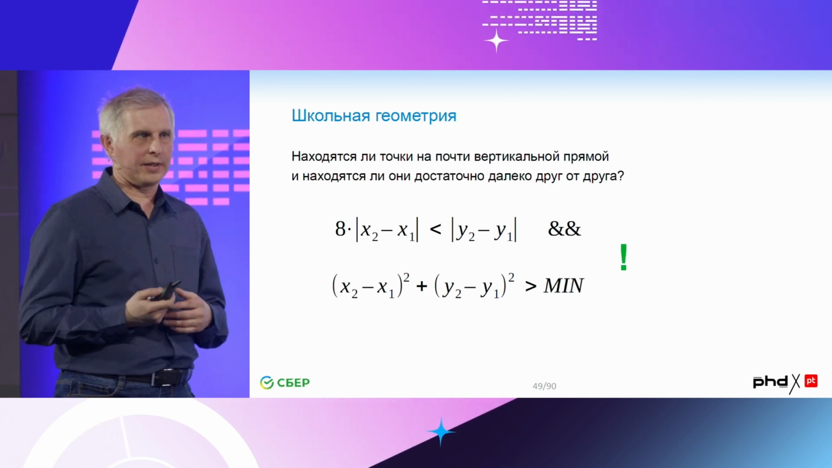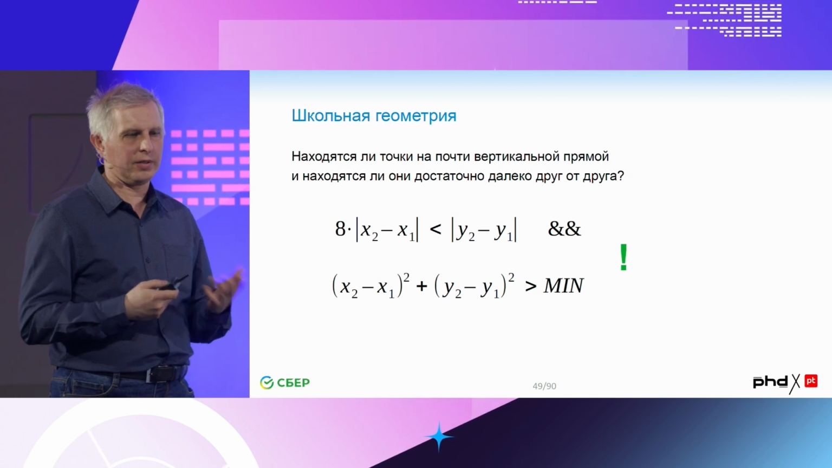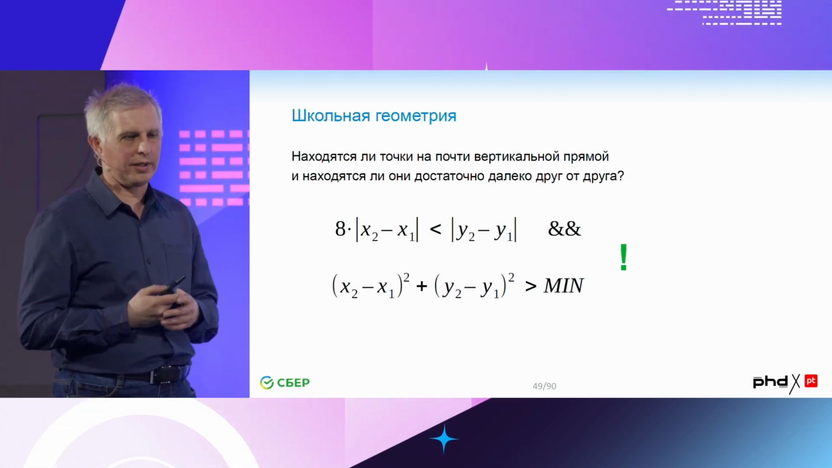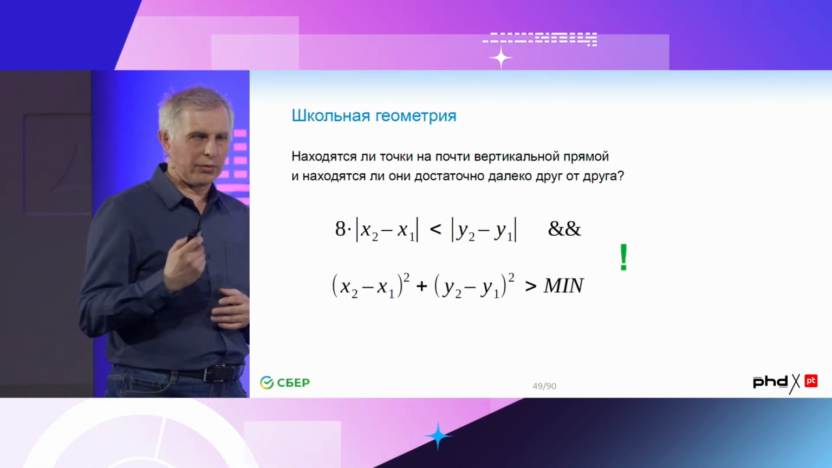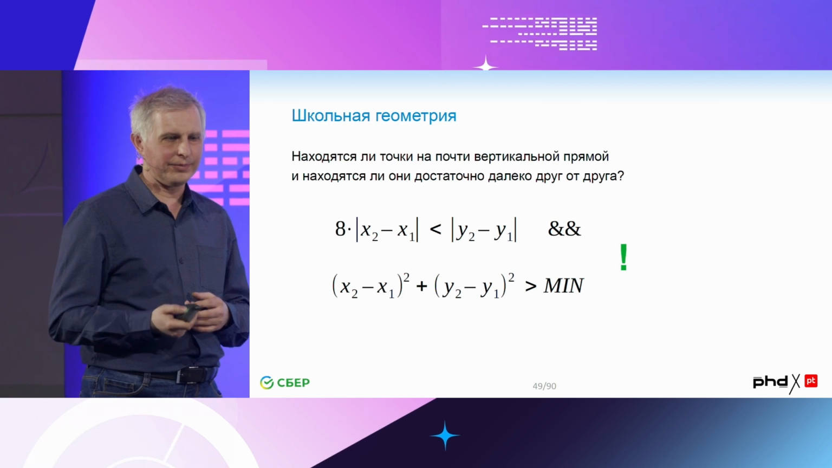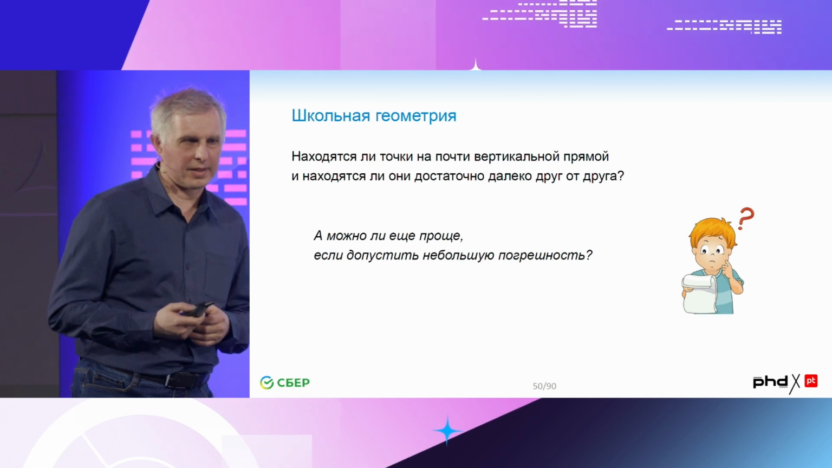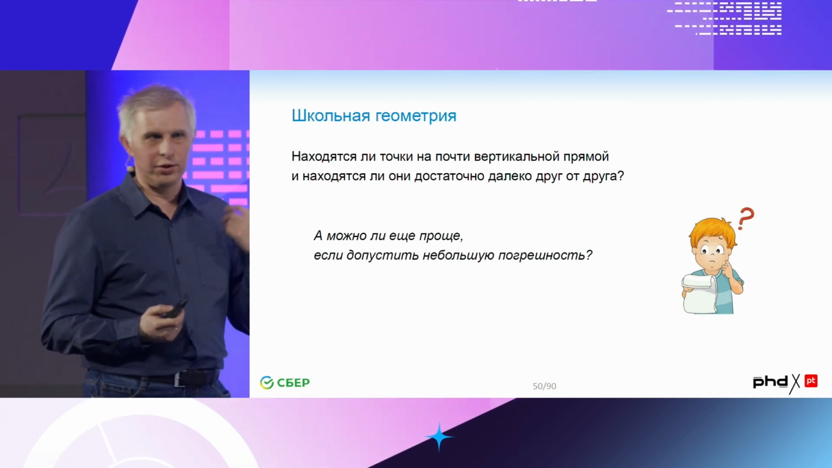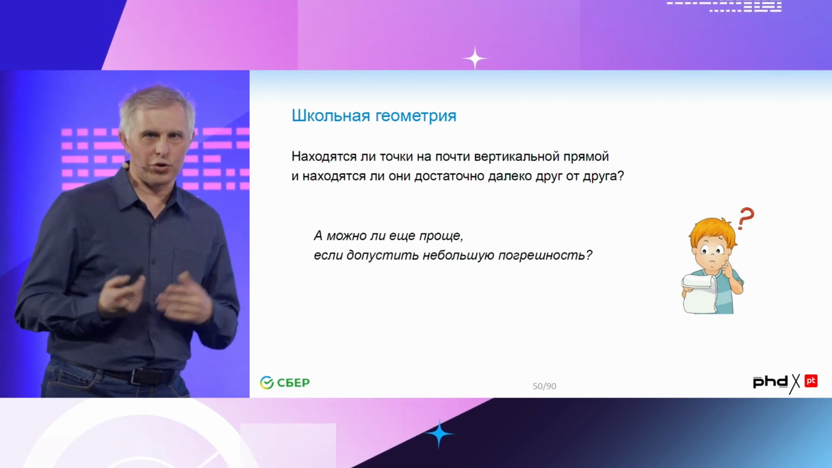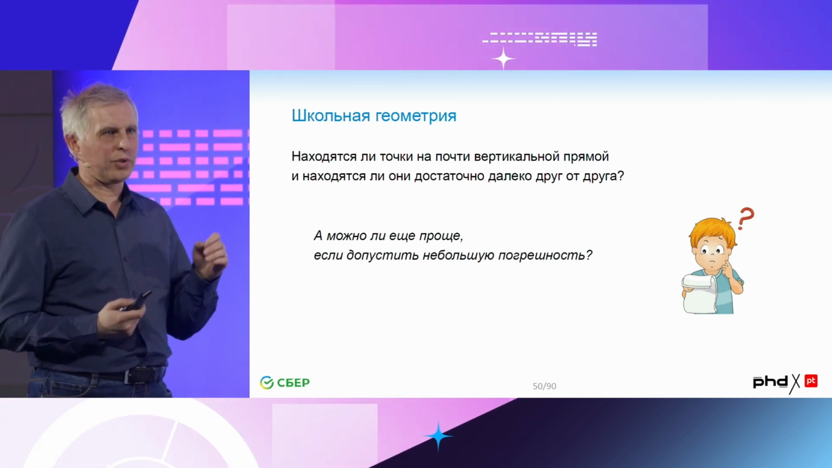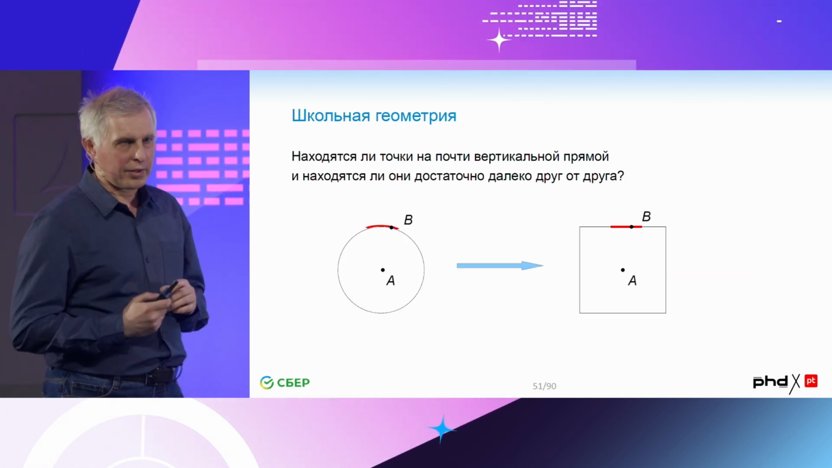So what happens? In order to understand whether these two points are close to each other and are on a vertical line, we need to calculate these two conditions. This is good, we already have integers. And it's good we have whole numbers. But we are real programmers. No real math. No real calculus. But we need to optimize it for the integers.